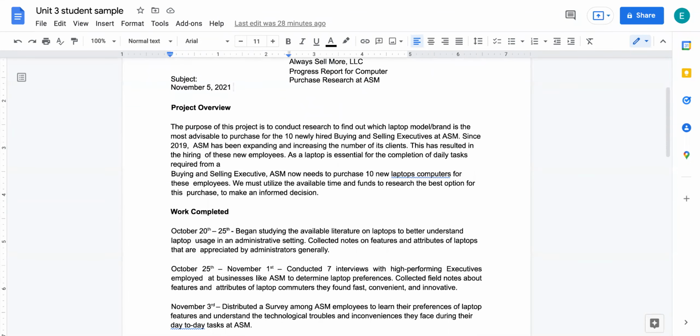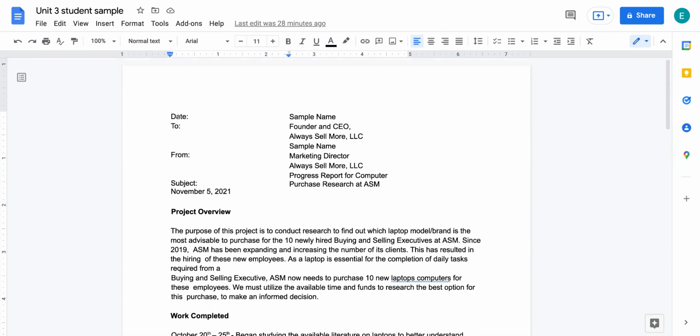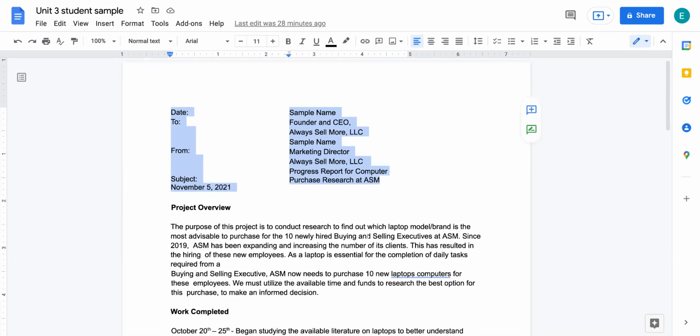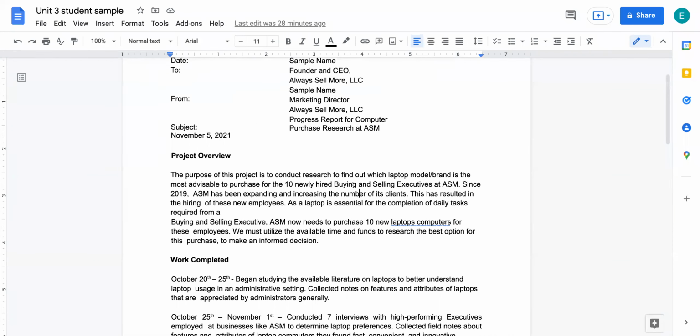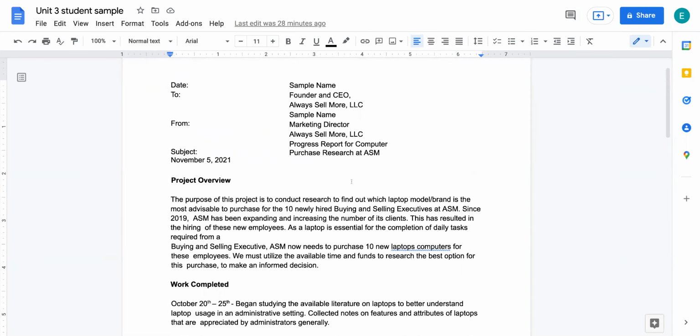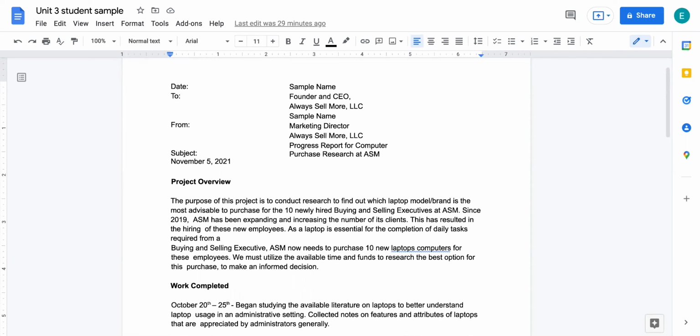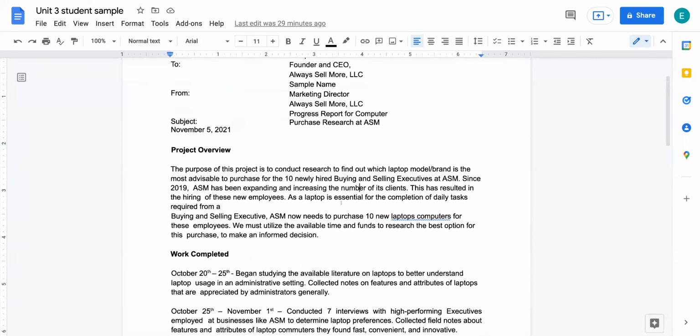For the project overview, just super quickly, do not just write this as text, just as paragraphs. That's not helpful and that's not in the right format. If you don't use the format that I've shown you, then unfortunately you will not get credit for the assignment. So please just do it correctly.